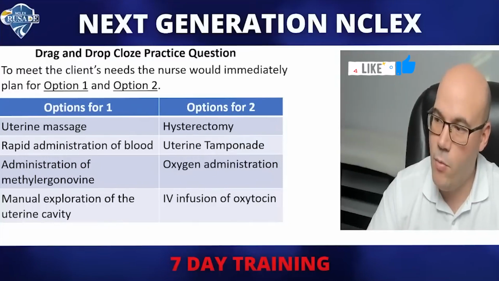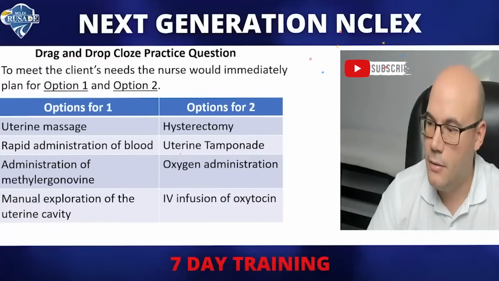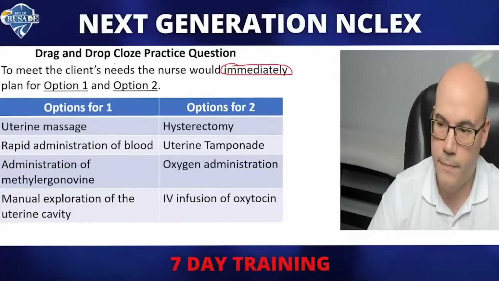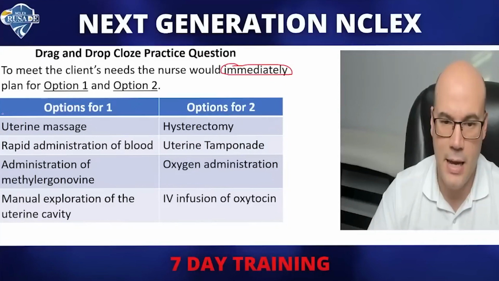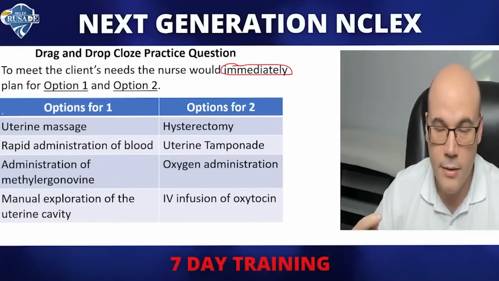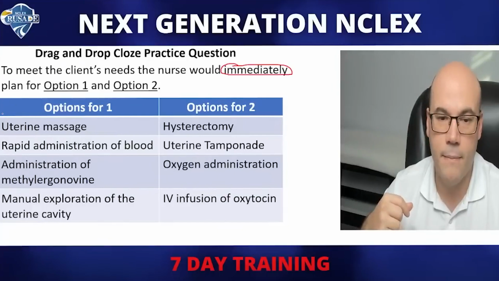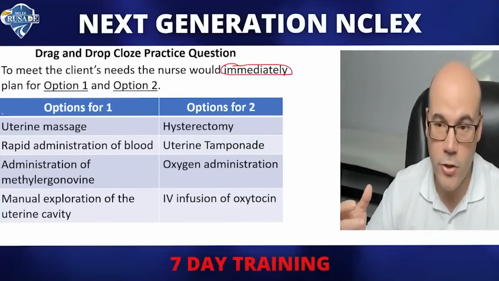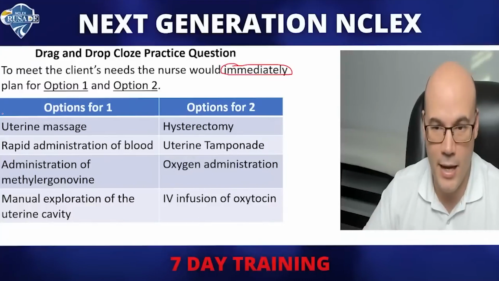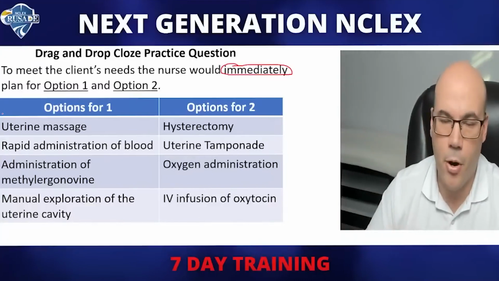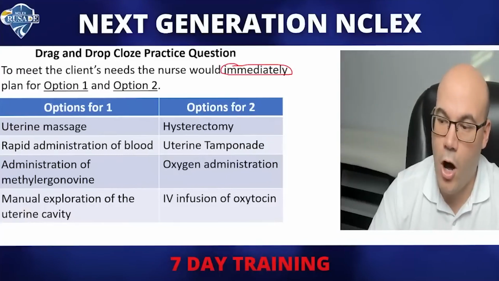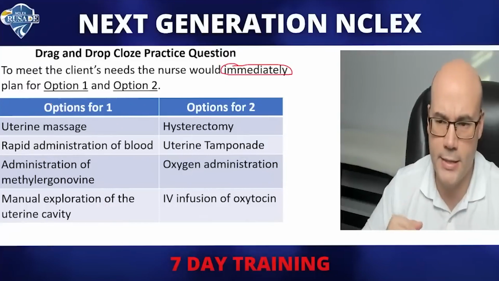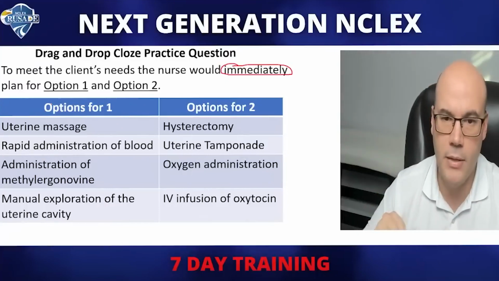Remember that there is a keyword here, which is immediately. Immediately tells you that this is a prioritization question. So what would you do as a priority nursing intervention in a patient that is bleeding, that has saturated the peripad, is borderline hypotensive, with tachycardia, and the fundus is soft and deviated? So what would be an appropriate intervention? So let's select one for option 1. What do you think is the answer?